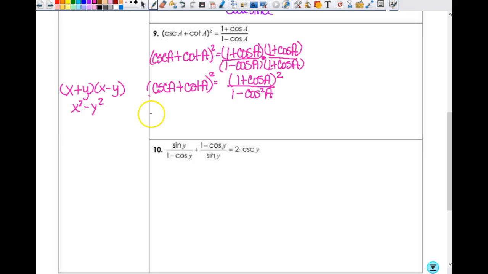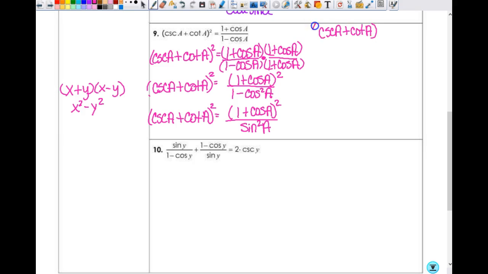So then here, I'm going to rewrite the left-hand side again. Cosecant A plus cotangent A squared equals. So can I cancel a cosine here and here? No. All right. But the whole reason we thought that might be a good idea is 1 minus cosine squared is what? Sine squared. So the numerator is 1 plus cosine A quantity squared all over sine squared A. Then I'm going to rewrite the left-hand side. Cosecant A plus cotangent A squared equals.